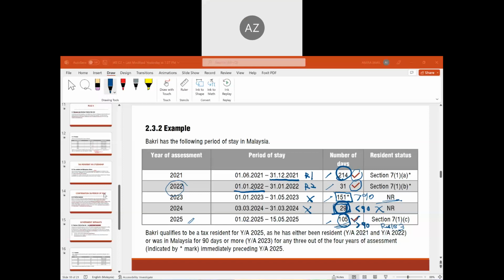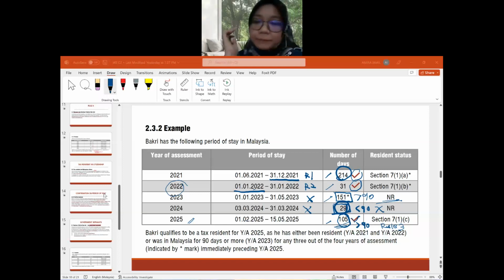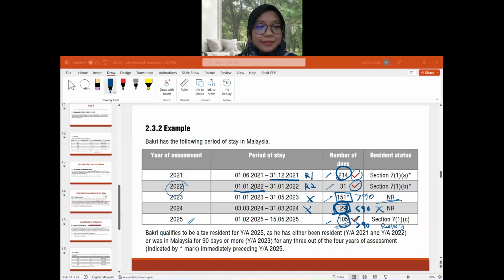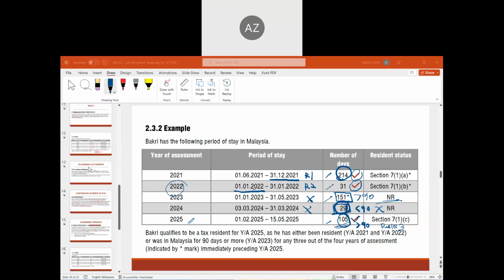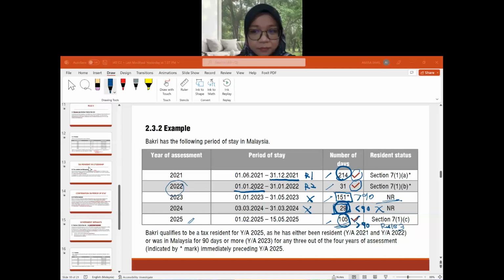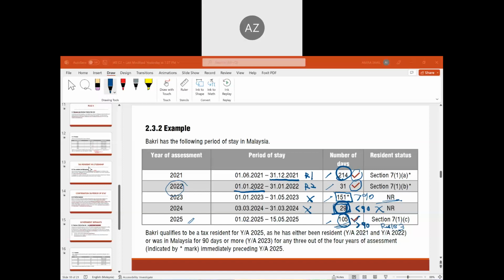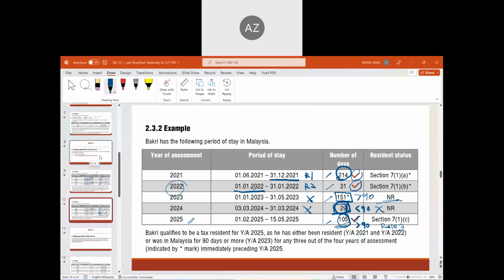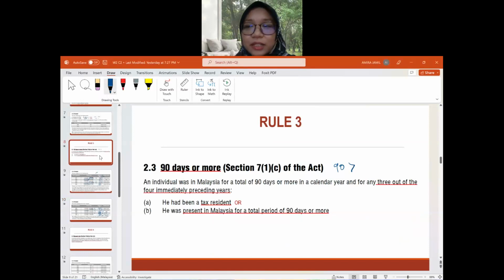For rule number 3, less than 90 days. Less or more? 90 days or more, and must be 90 days or more, and have to be this one out of 3 of 4 immediate preceding years. Okay, good. Thank you, Amira.